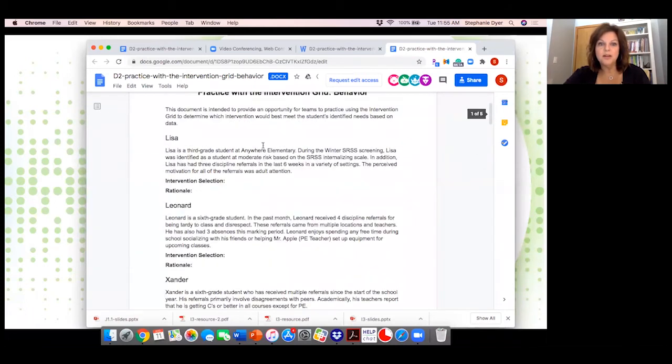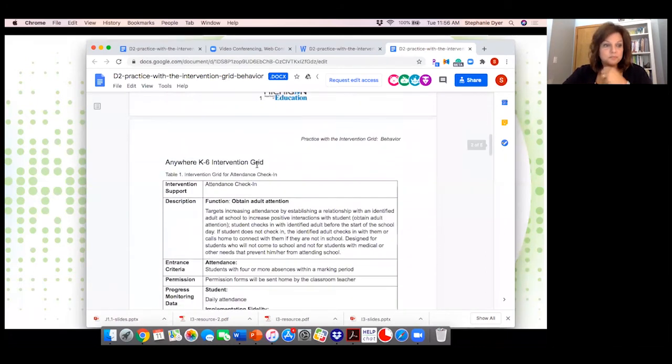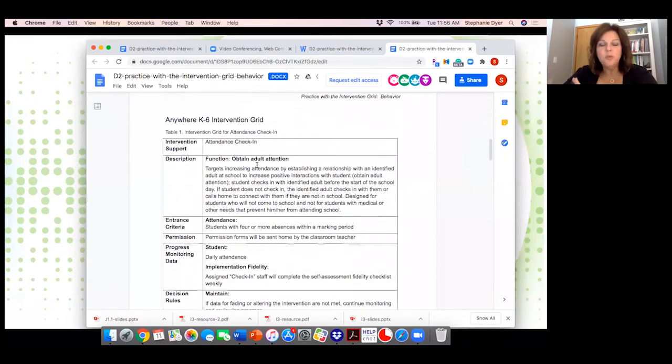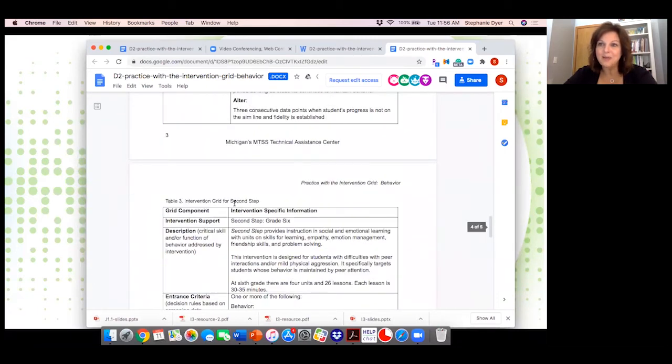Recall that she was at moderate risk based on the SRSS internalizing scale. She's had 3 discipline referrals in a variety of settings for disrespect, as it says on the slide. Okay, so we know right away, if we look at the 3 interventions, that second step is not going to be a fit for her. She's a 3rd grader and this is intended for grade 6.